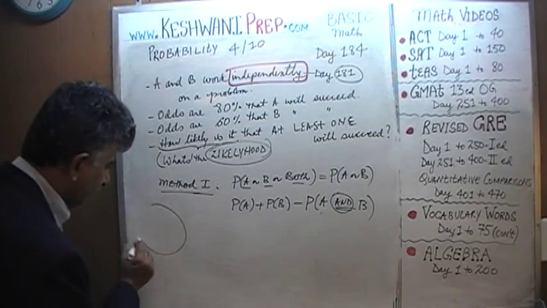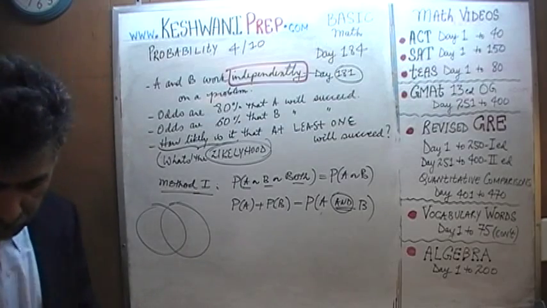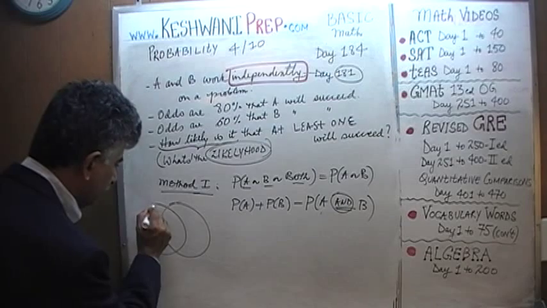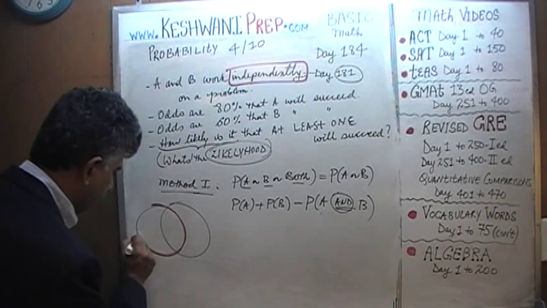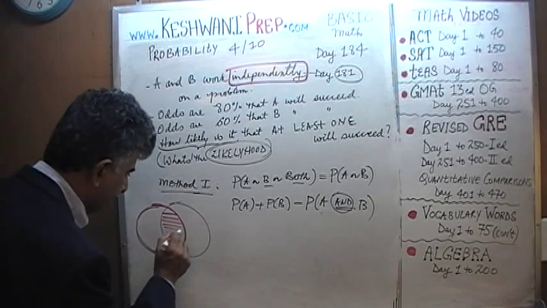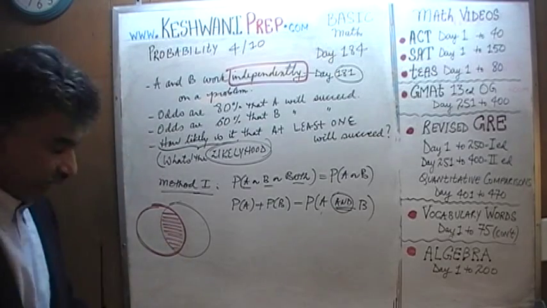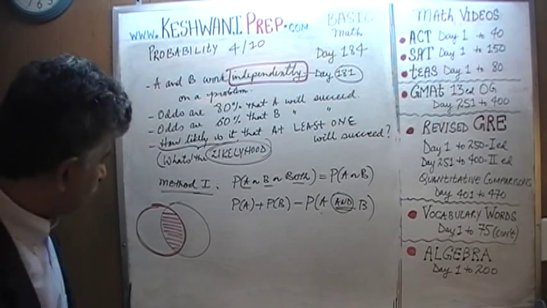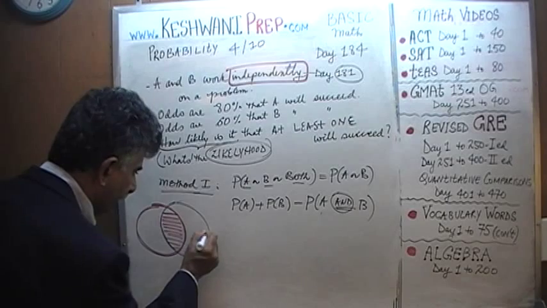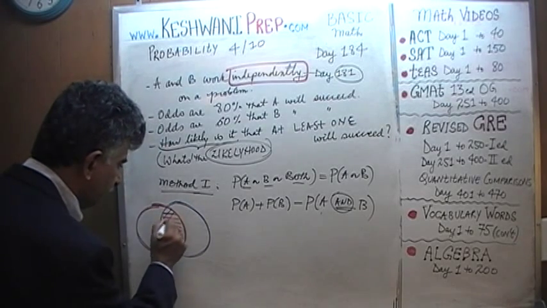So here's A, here's B. When we talk about the odds of A happening, we're talking about this part right here, and it includes this area here. And when we talk about the odds of B happening, we're talking about this area right here in the Venn diagram. And in that case, we're including this area.